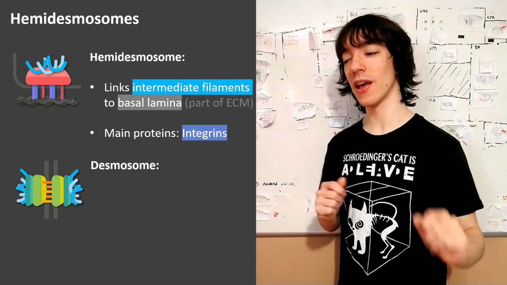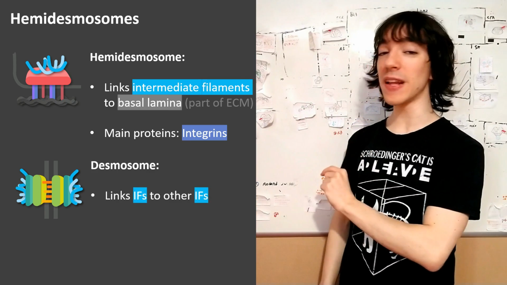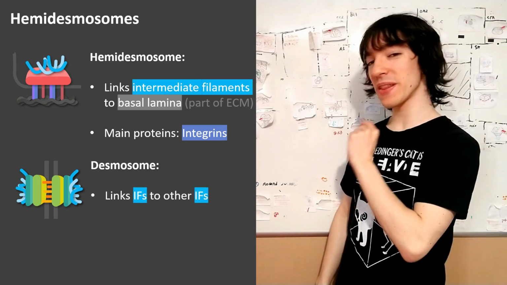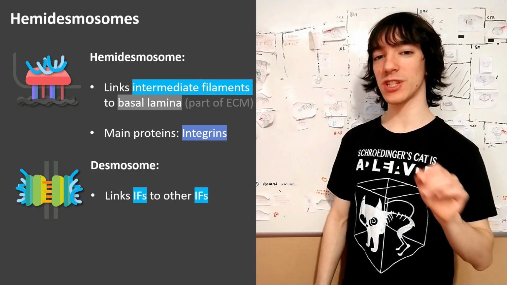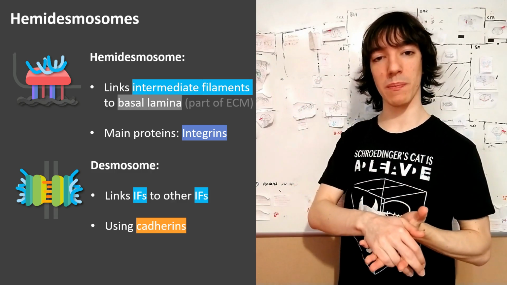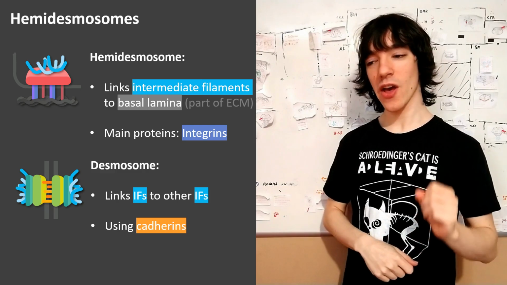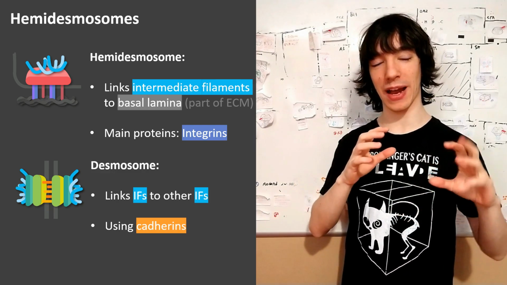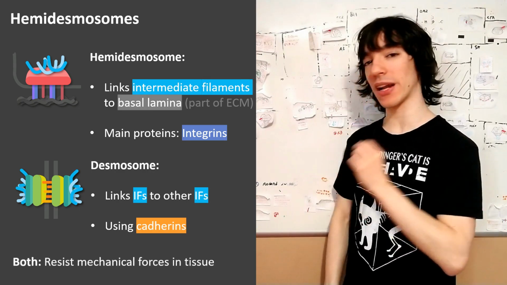Desmosomes, on the other hand, connect one cell to another cell. They connect the intermediate filaments of one cell to the intermediate filaments of another cell, a neighboring cell. And they don't use integrins, they use cadherins, a different kind of transmembrane protein. But because both of them are linked to the intermediate filaments, both are involved in the same kind of overall function, which is to resist mechanical forces.